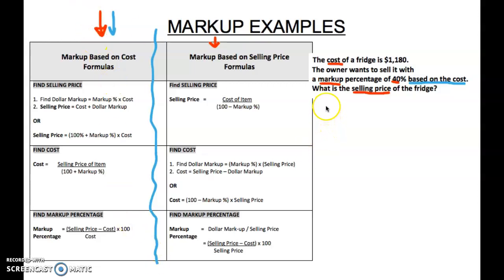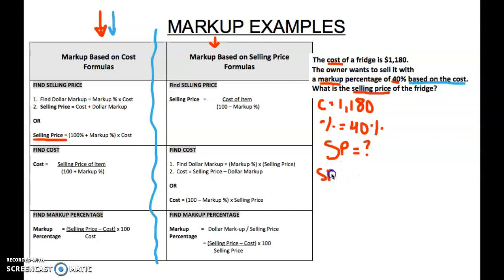First, I'm going to quickly note what my variables are. I know that my cost is $1,180. I know that I have a markup percentage of 40%. And when you are putting your percents down, you can put them as percents. When you are computing them, I'll show you later on, you change your percentage to a decimal, okay, by dividing by 100, okay? So 40%, then the question is, what is the selling price? Well, selling price is what I don't know. So let's see, I need to find the selling price based on cost. So this is going to be my block that I'm looking at. I can use this two-step process, or I can use this simple formula right down here that links the two steps together. Selling price is what I don't know, so that's the formula I will use.